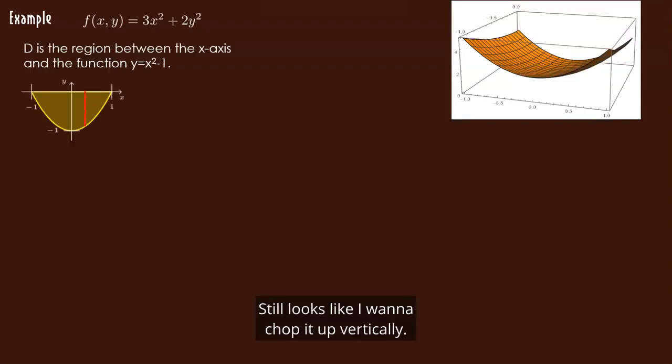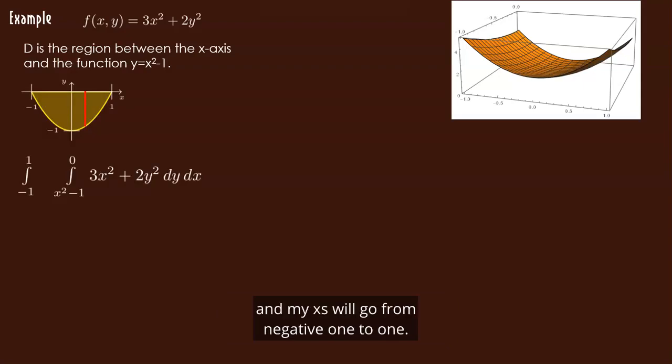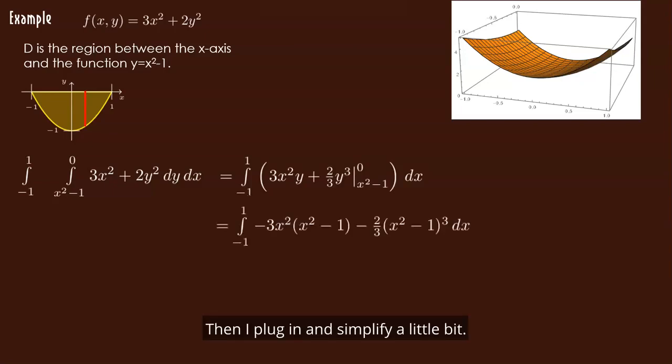Still looks like I want to chop it up vertically. So I'm going to go from x squared minus 1 to 0 for my y's, and my x's will go from negative 1 to 1. First I integrate with respect to y on the inside. So I get 3x squared y plus 2/3 y cubed, going from x squared minus 1 to 0. Then I plug in and simplify a little bit.